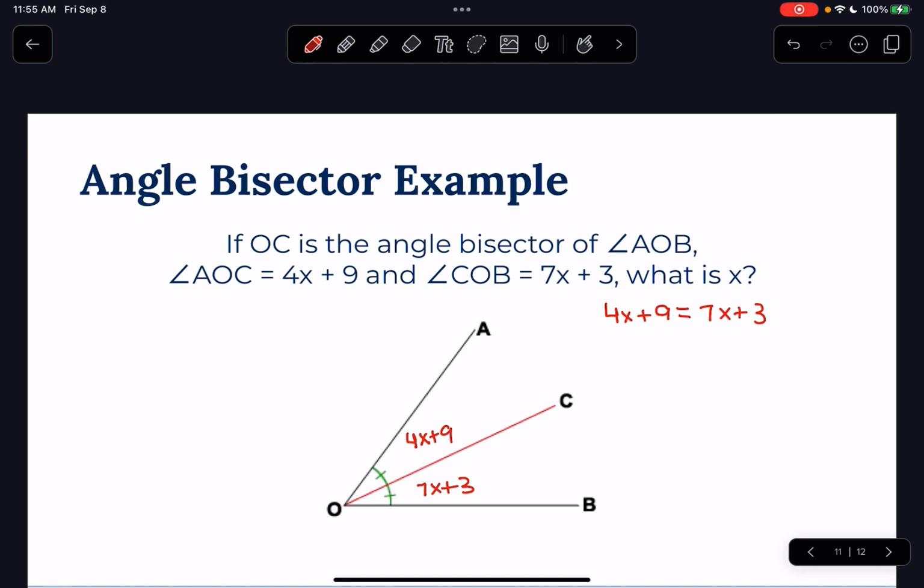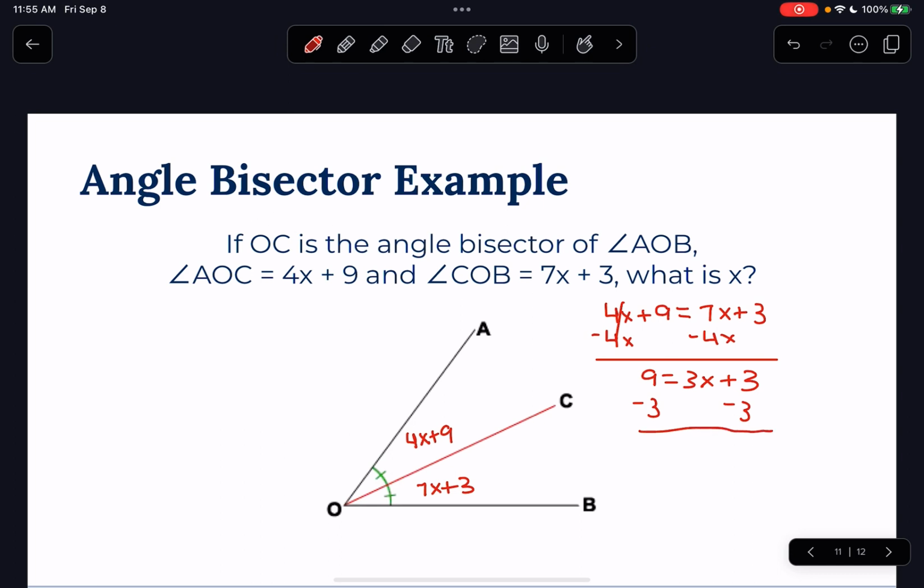We want to get our x's together, so I'm going to start by subtracting 4x from both sides so that I have both of my x's on the right side. 7x minus 4x is 3x. And this looks like a traditional two-step equation. We are then going to subtract 3 from both sides. 9 minus 3 is 6. And then divide both sides by 3. 6 divided by 3 is 2. So x has to be equal to 2 in this problem.